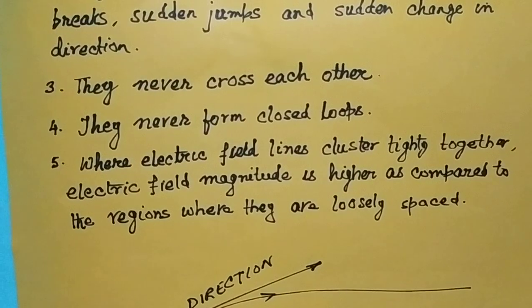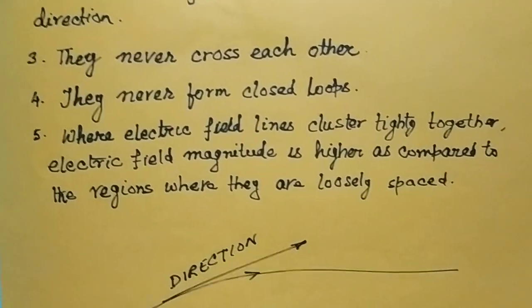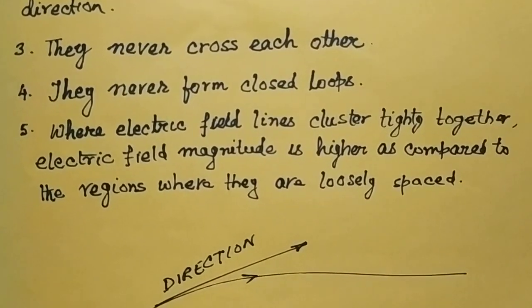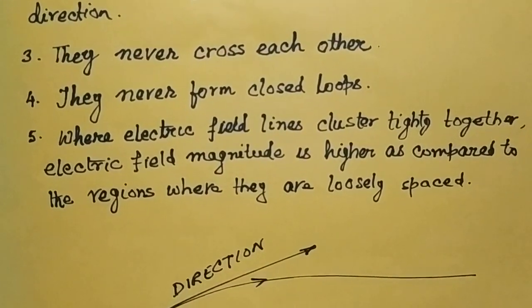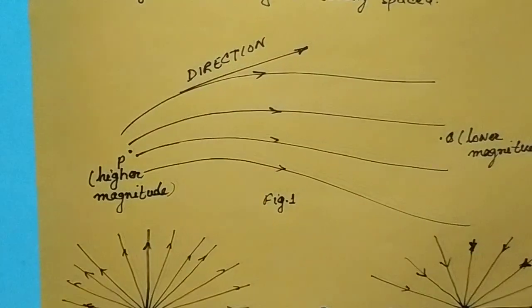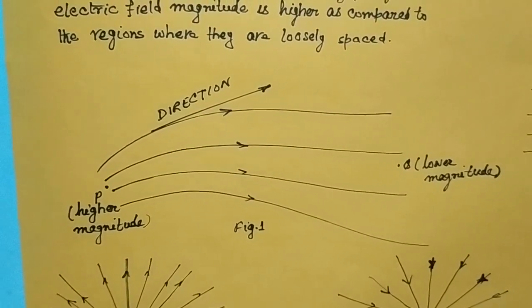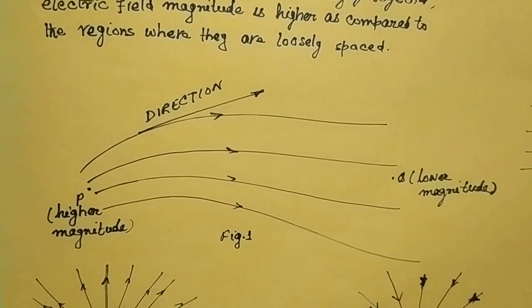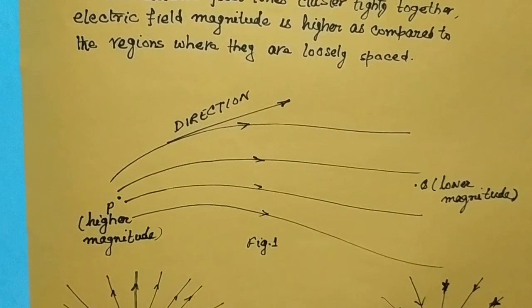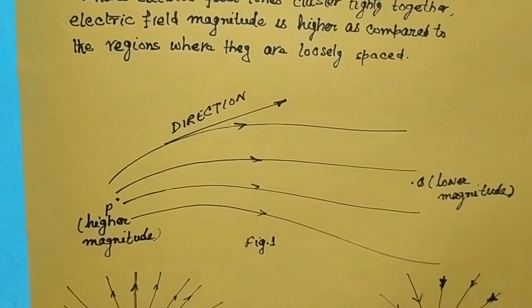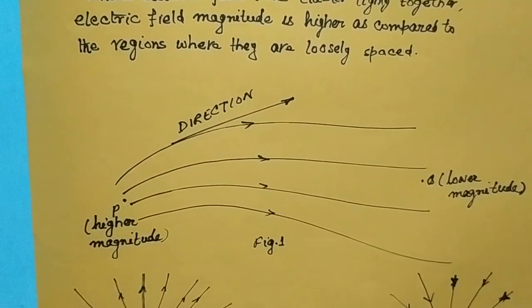The magnitude of the electric field is associated with the density of electric field lines in a given region. This means that where electric field lines cluster tightly together, the electric field magnitude is higher as compared to the region where they are loosely spaced. As we can see here in the figure, there are two points P and Q in the region of the electric field where electric field lines have been drawn. We can see that in the region where point P is taken, the electric field lines are close to each other as compared to the region where point Q has been taken. Thus, the magnitude of the electric field at point P will be higher as compared to that at point Q.